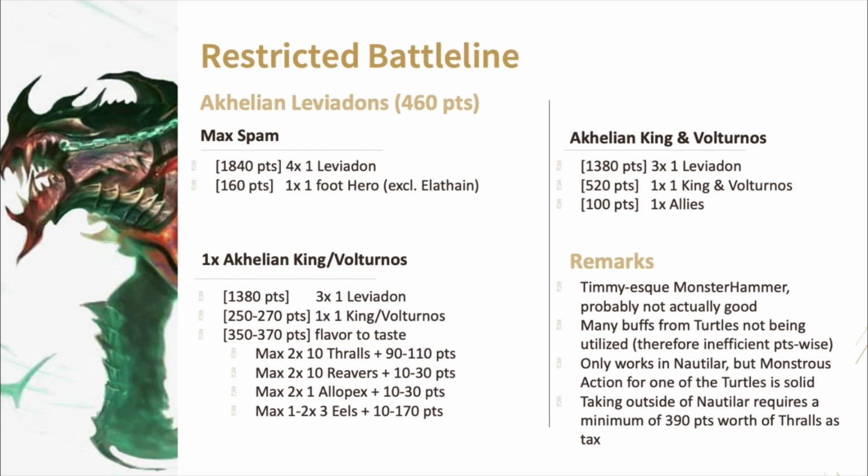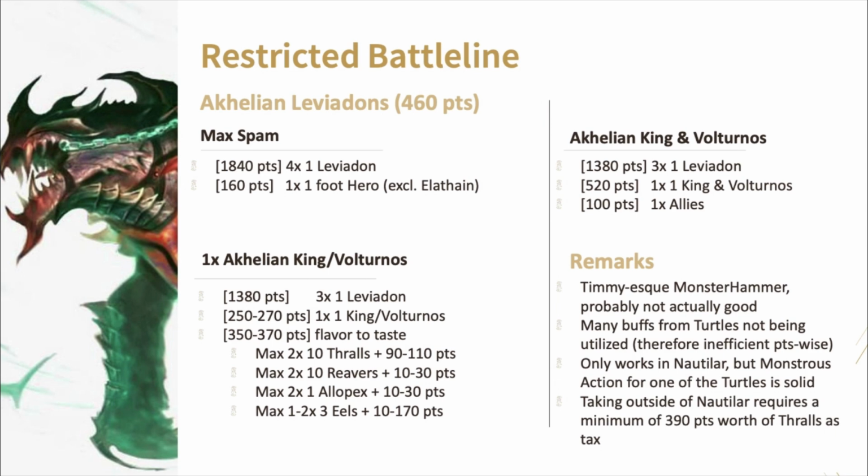But bumping down to the next level would put you at 3 Leviathans with an Achillean King or Volturnos. And then you have a bunch of points left over for flavoring to taste, as I listed here, which could be max 2 times 10 Thralls with 90 to 110 points left over, or 2 times 10 Reavers with 10 to 30 points left over, or 2 times 1 Alopex at 10 to 30 points left over, and 1 to 2 times 3 Eels plus 10 to 170 points left over.